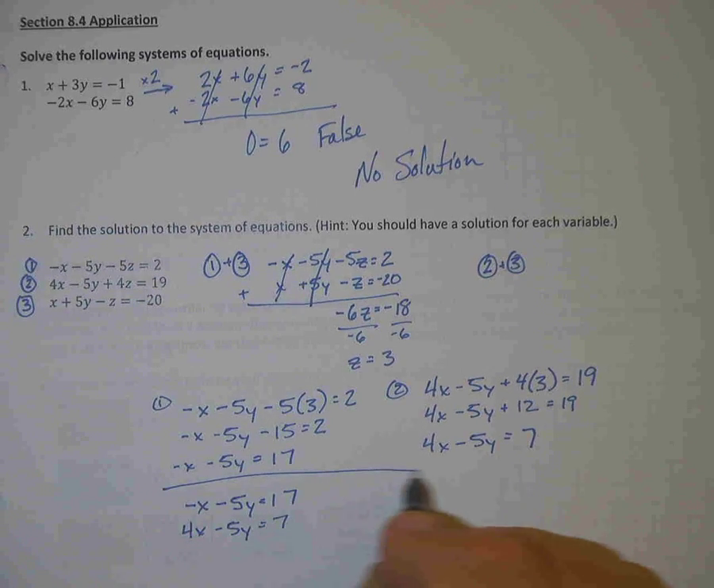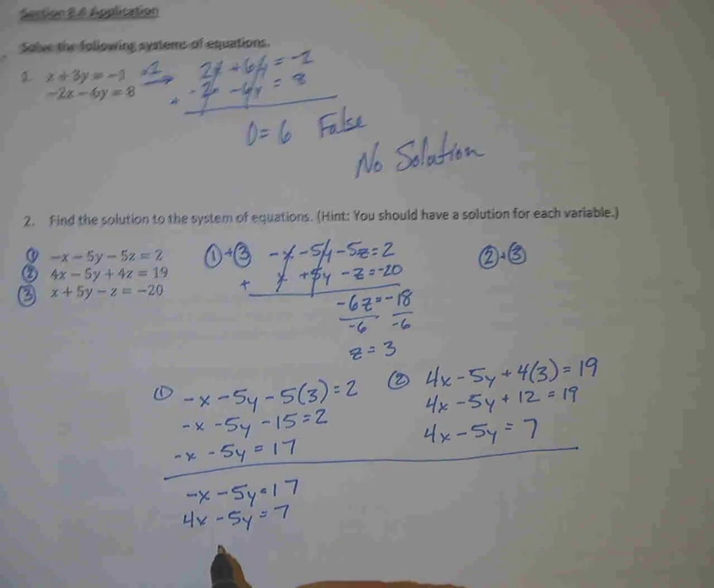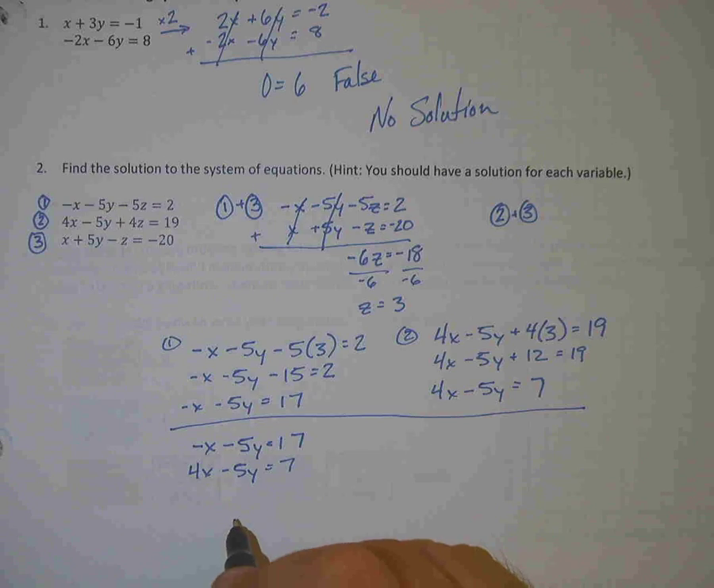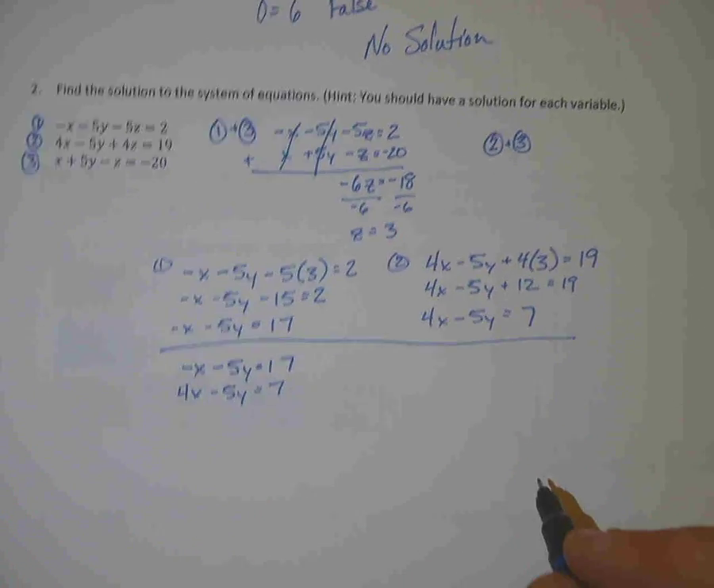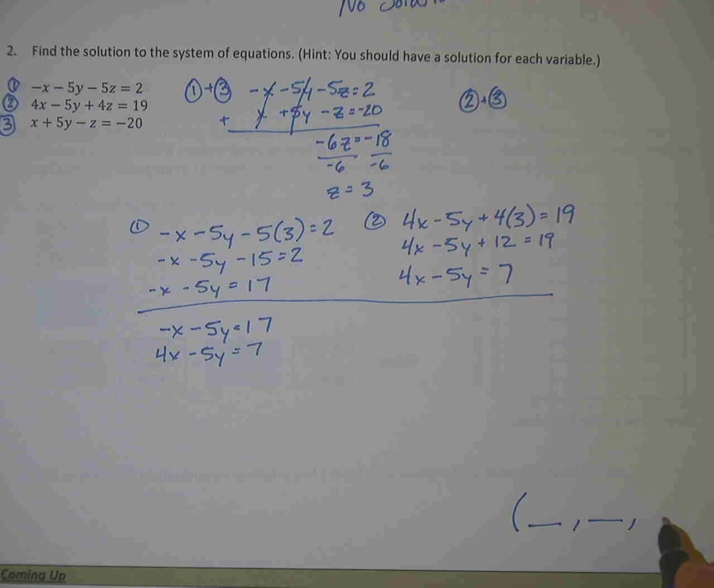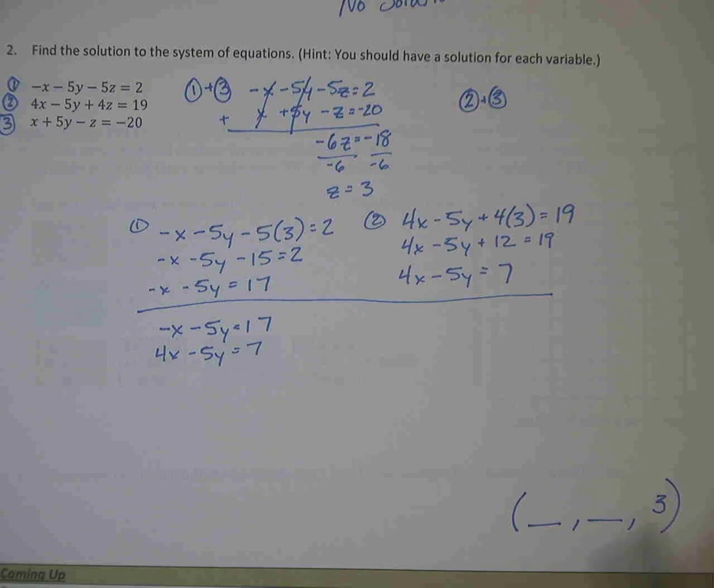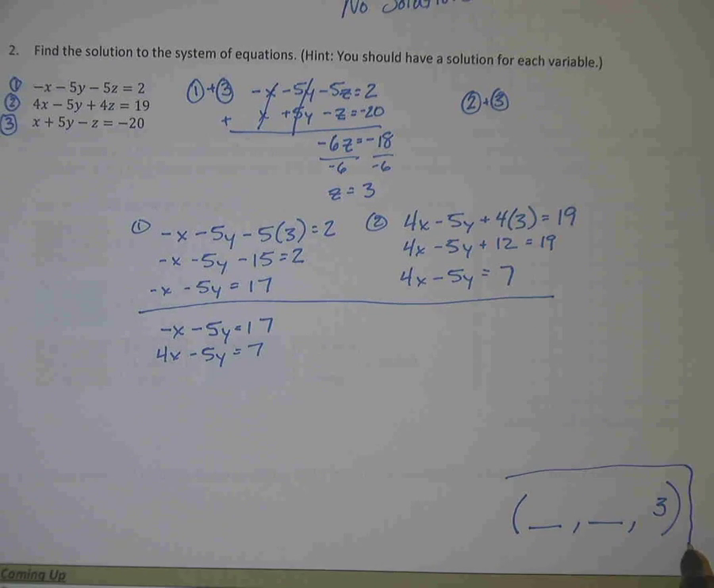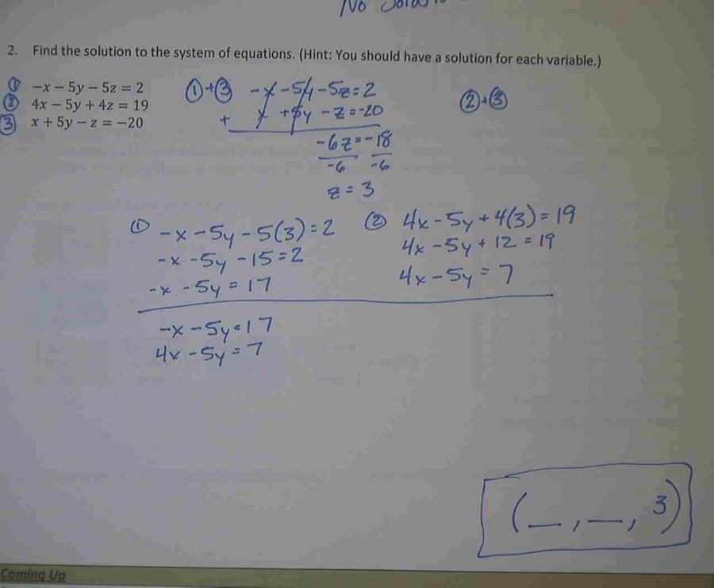There is your new system of equations. Go ahead and work from here to figure out what x and y are, and then what you're going to want to do is put your answer somewhere down here. You're going to have x, y, and z, but we know z is 3. That's what your answer is going to look like. So go ahead and work that problem out and figure out what you get.